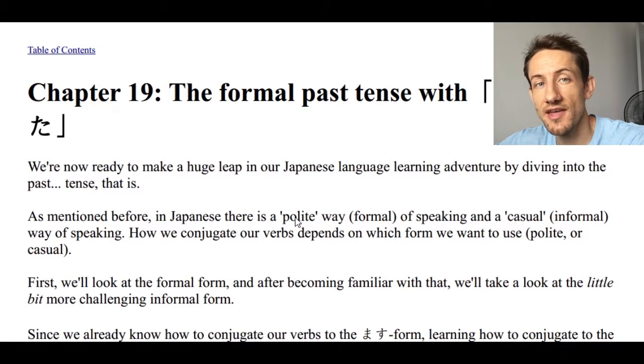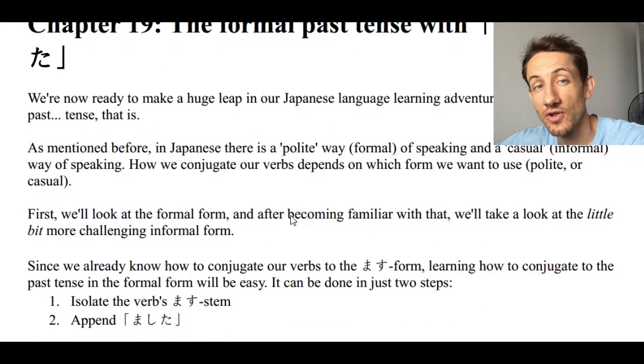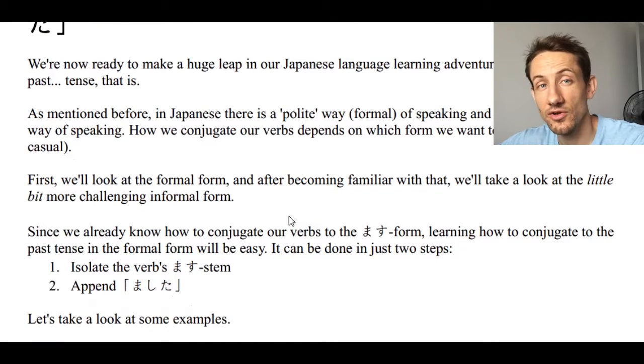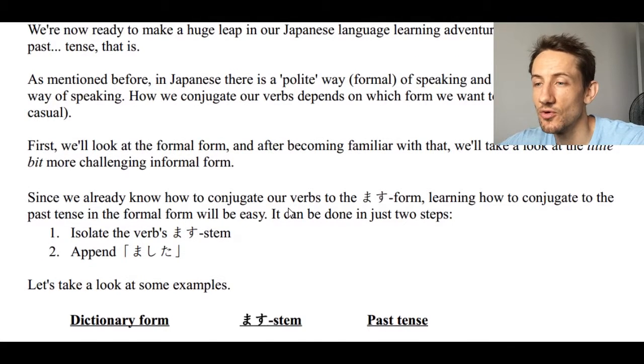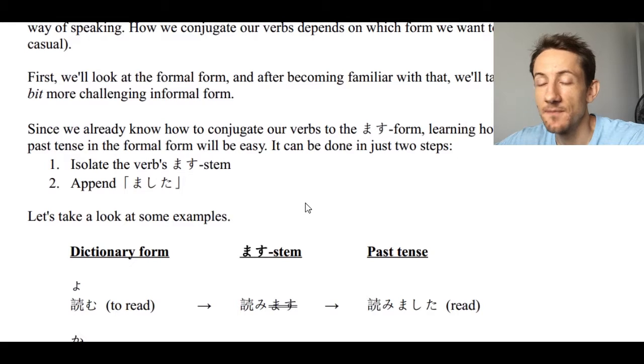And as you may or may not already know, in Japanese there are two distinct styles of speaking. So there's the formal and informal way of speaking. So today we're just going to look at the formal, the more polite way of speaking, and later we'll look at an informal, more conversational way of speaking. But in this chapter we're going to learn the formal method. And after we learn that, learning the informal method will be a lot easier. But anyway, this method is very easy.